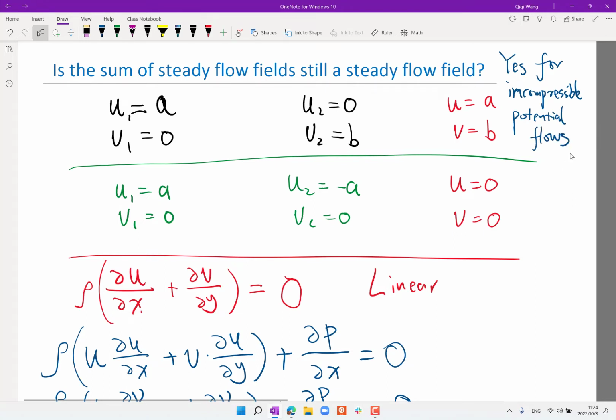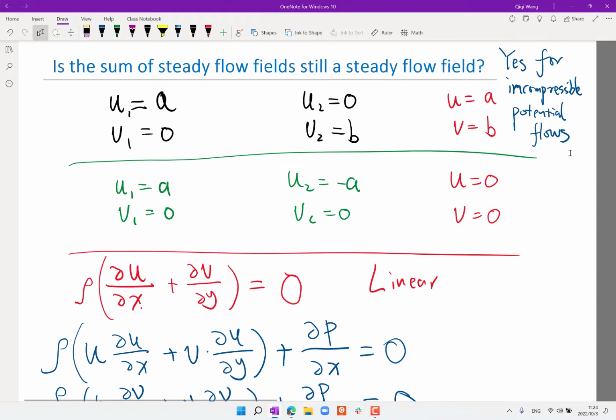And that is why it's actually pretty hard to construct an example that the answer would be no, right? Because these are two incompressible potential flow fields that actually satisfy these equations. And these equations would be this equation, and another equation would be du dy has to equal to dv dx.